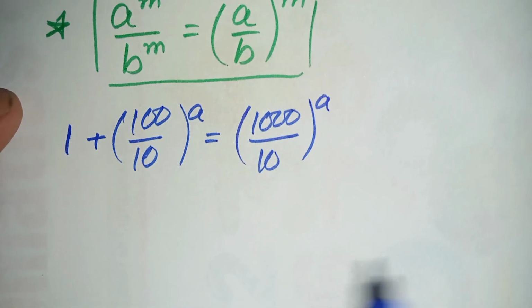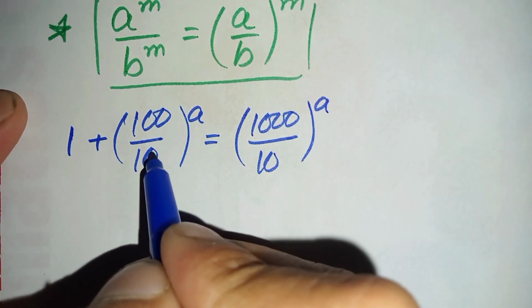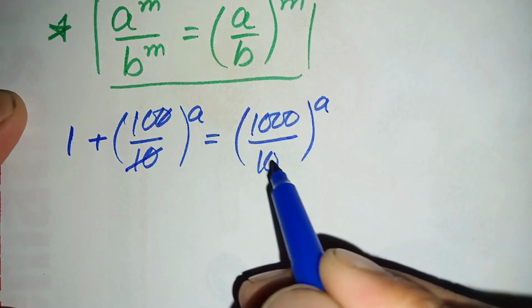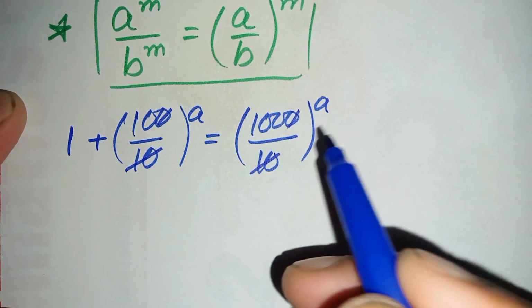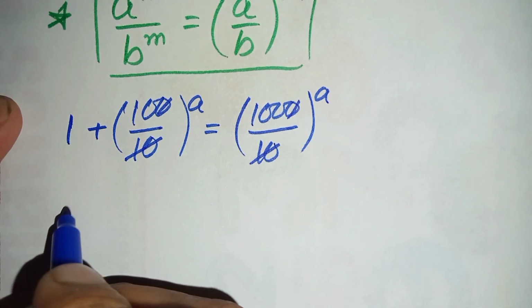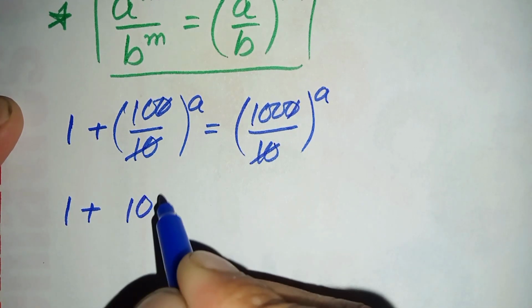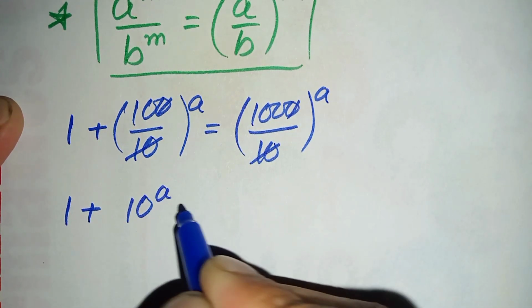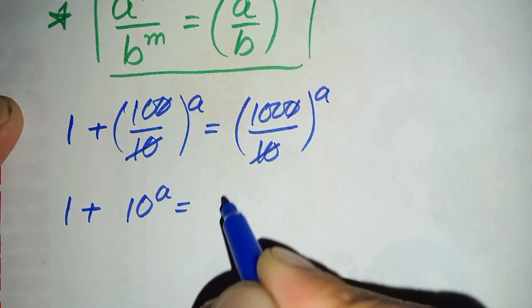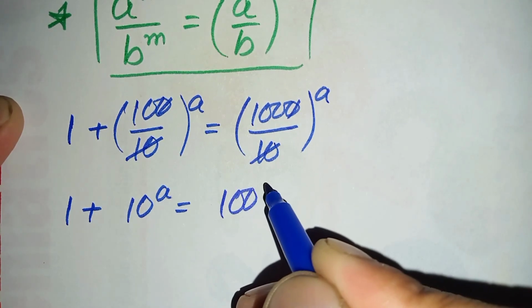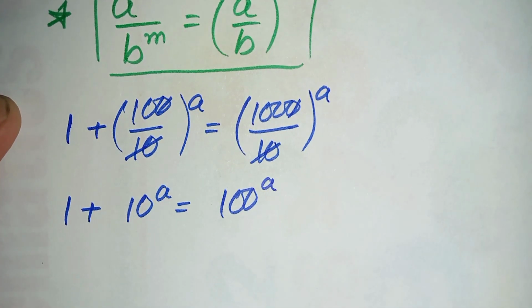Now here we will simplify these two numbers. So here we will cancel this 10 with this 0 and this 10 with this 0. So this will become 1 plus, here only 10 is left, 10 raised to power a is equal to, and here 100 is left, so it will become 100 raised to power a.